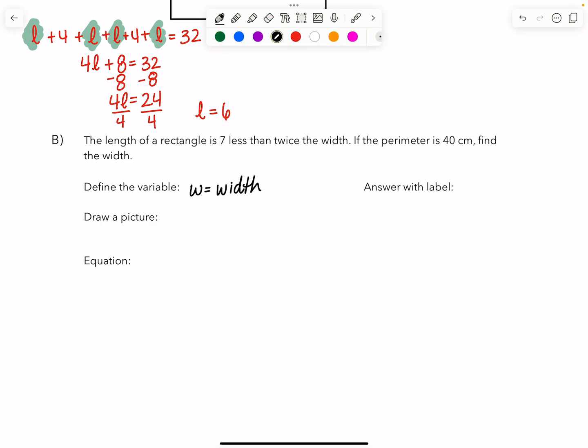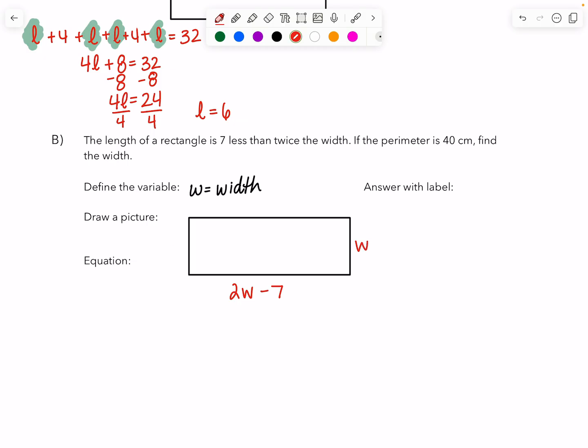Okay, let's draw a picture. Draw a rectangle. The length of the rectangle is 7 less than twice the width. Remember, than is that turnaround word. Okay, so 2W minus 7. Our width is just W. And our length again is 2W minus 7.